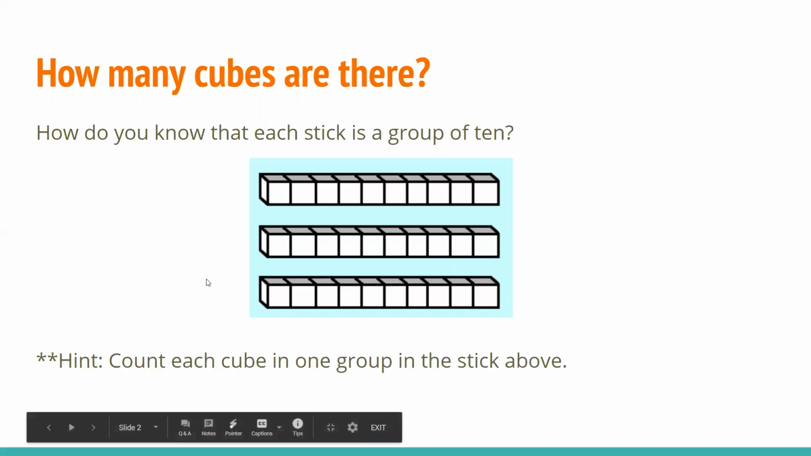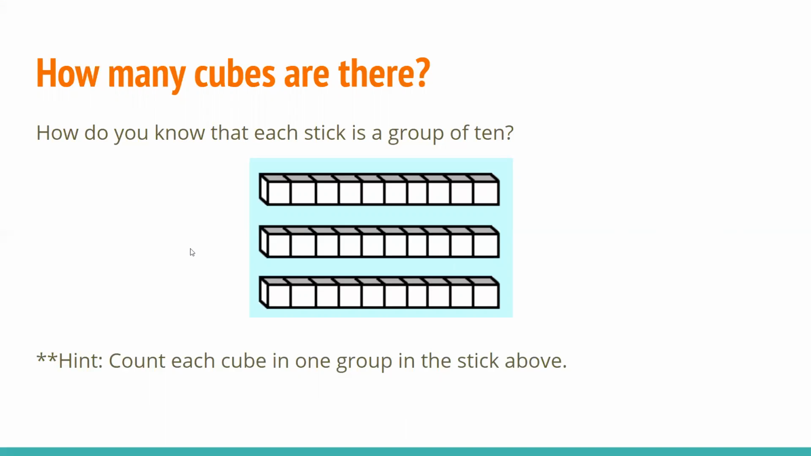Okay, so now that you've paused and you've given your answer, I'm going to count each cube in the sticks above. So let's look at this first one. Let's count together. 1, 2, 3, 4, 5, 6, 7, 8, 9, 10. So in this stick, there are 10 cubes. So this is a group of 10.